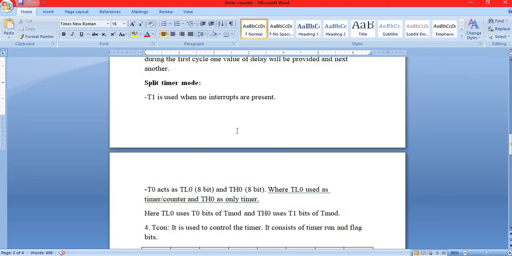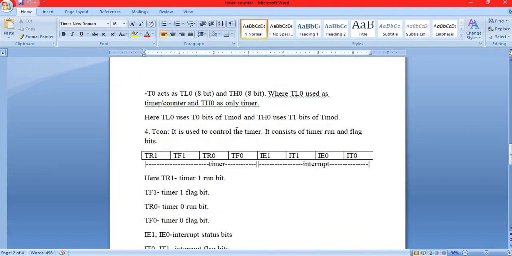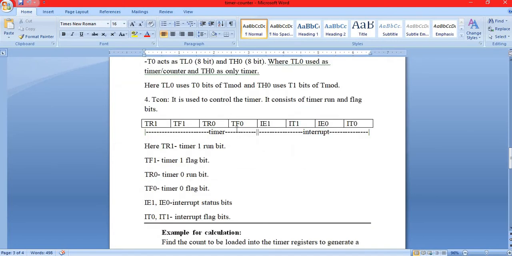Now we will take a look at the split timer mode. In split timer mode, T1 is used when no interrupts are present, and T0 acts as TL0 and TH0, which are 8 bits respectively, where TL0 is used as a counter and also a timer, and TH0 is only used as a timer. Here TL0 uses the T0 bits of TMOD and TH0 uses the T1 bits of TMOD.